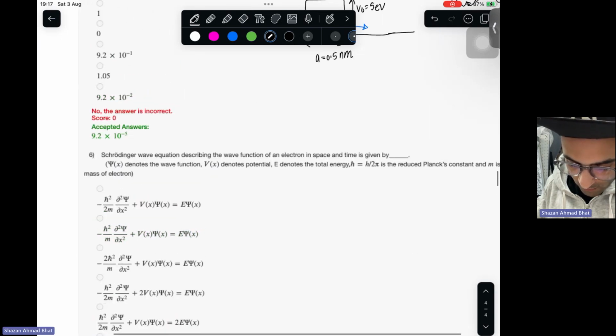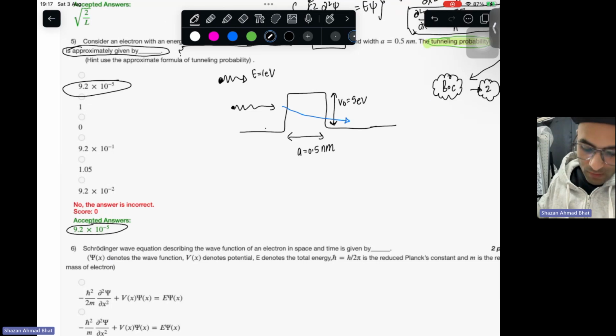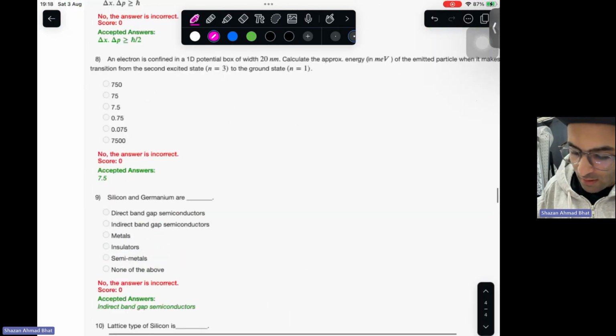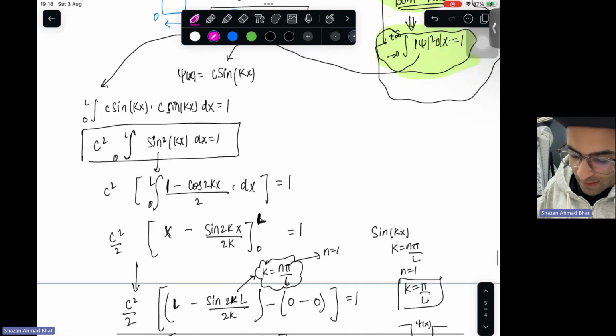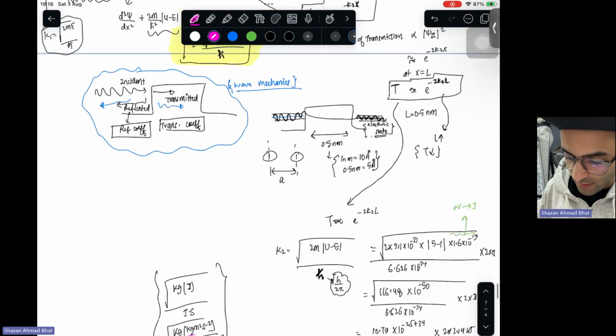What is the answer of this question? Okay, it is 9.2 into 10 to the power minus 5. So 10 to the power minus 5 is the important thing, which is the order of this probability. Maybe there's a mistake of this particular factor here, but the important thing is that you got the same order of probability as in this particular answer. So I don't know, maybe there might be a mistake in this particular question, or we might have made a mistake in the units, but this is the actual logical explanation of solving this kind of question.